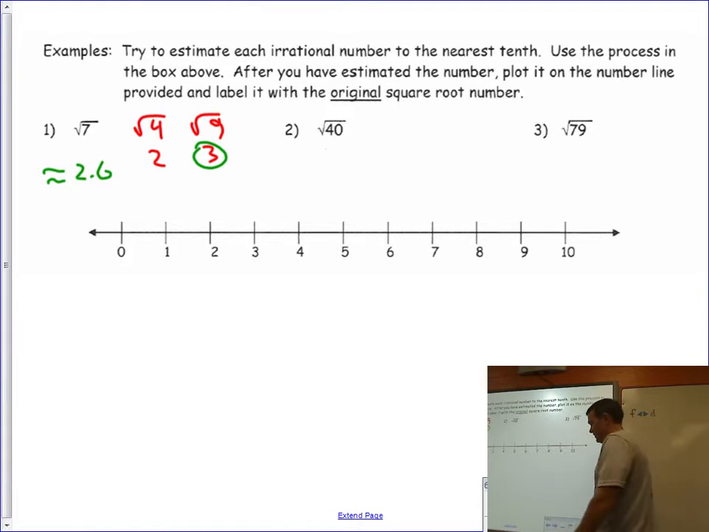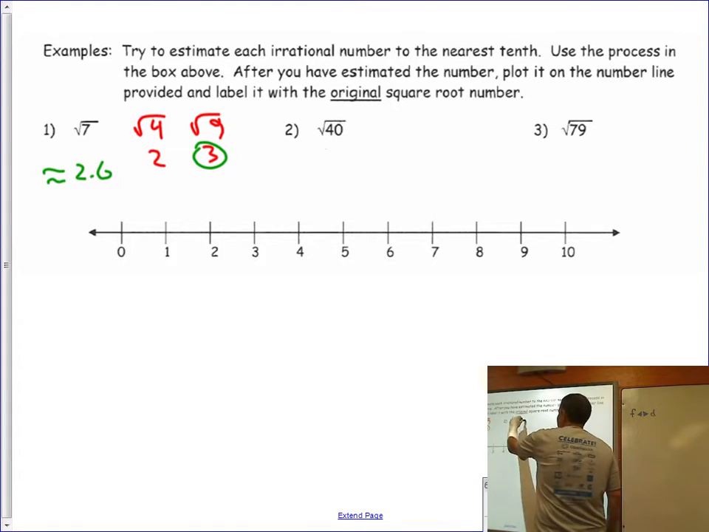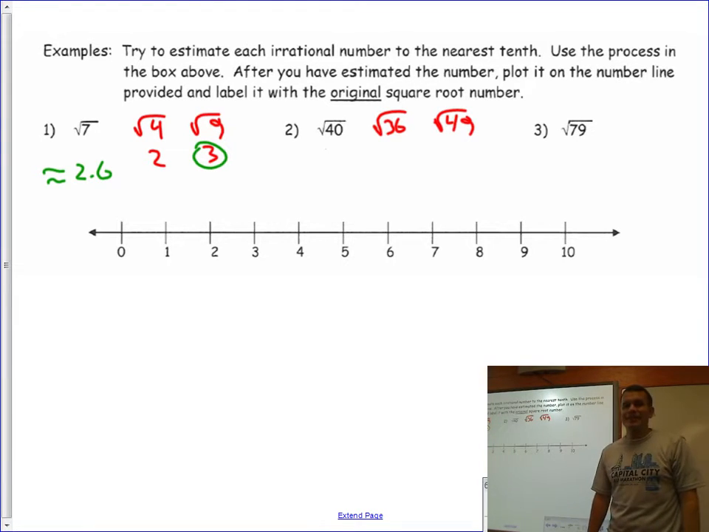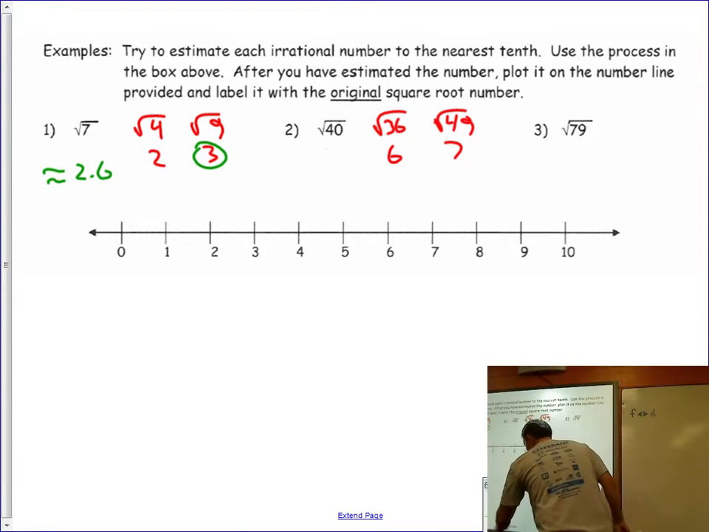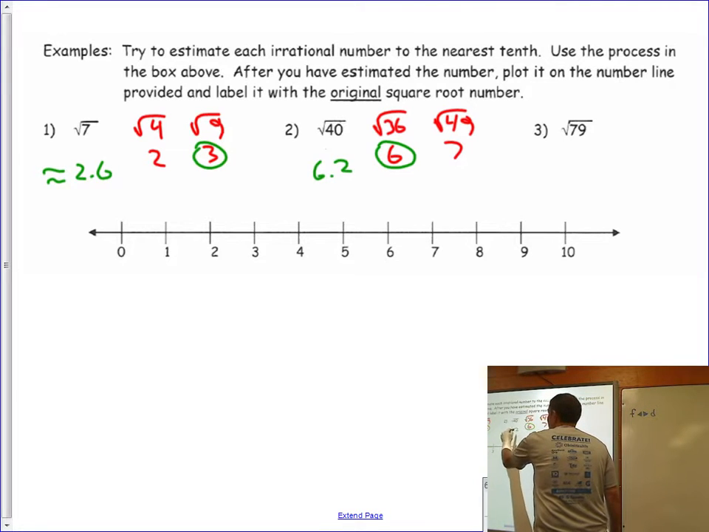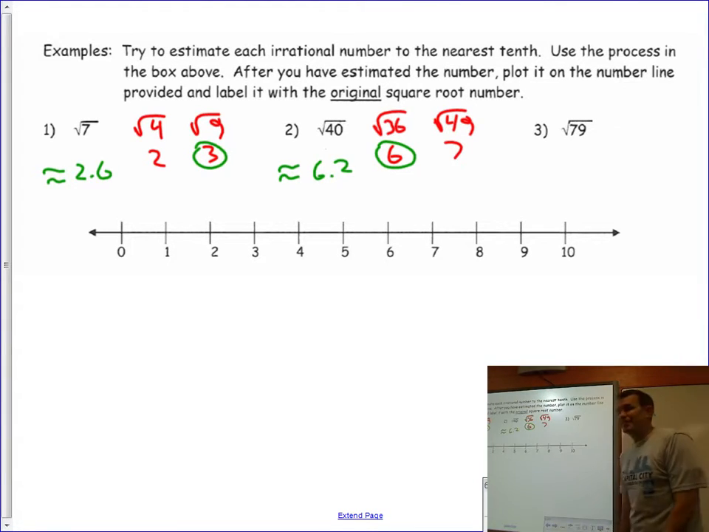The square root of 40. The square root of 40 is between what 2 perfect squares? It's between 36 and 49. Which means the square root of 40 is going to be between 6 and 7. 40 is closer to 36, so its square root is closer to 6, and I'm going to make it about 6.2. The little squiggly lines, of course, mean approximately, right?